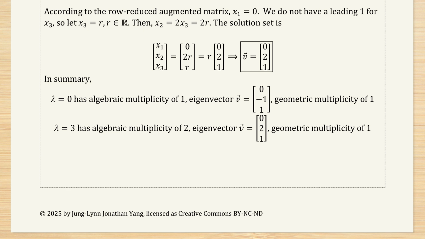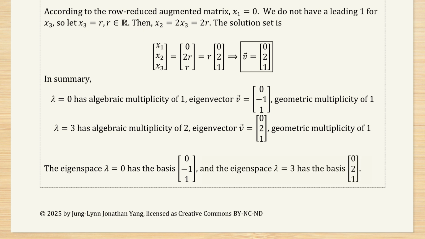Now, to directly answer what this question is asking us to do, the eigenspace corresponding to lambda equals 0 has the basis, which is the eigenvector, 0, -1, 1. The other eigenspace is lambda equals 3 and has its own eigenvector, 0, 2, 1, as the basis of the eigenspace.